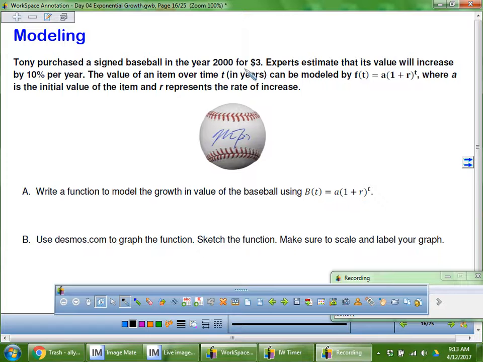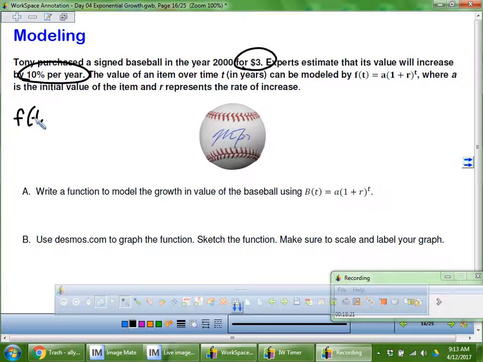We know that we have $3, 10% per year, right? So our equation, they're asking for f of t equals, I'm just writing this larger because it's hard to see, our original times our 100% plus our rate to the t. So you guys think of what that would look like.